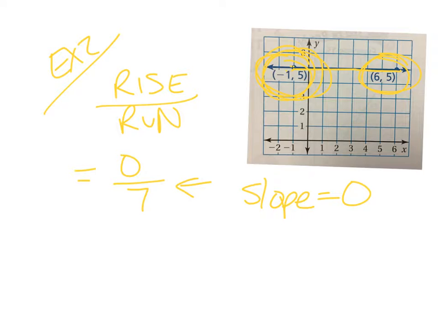Any questions about that? No. Okay, so if you see a horizontal line, your slope is 0.